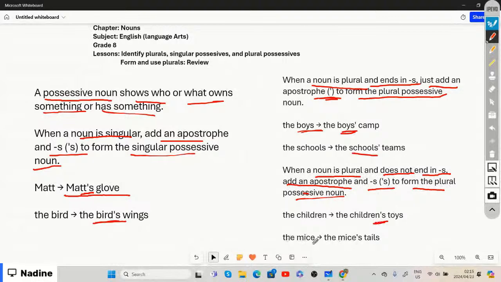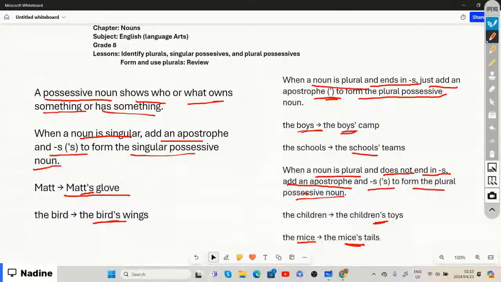All right. And if we also want to talk about the mice, right? Mice refers to more than one mouse, right? So we say the mice's tails, and we add an apostrophe and an s to refer to more than one mouse, but also showing the something or someone owning that specific thing. Let's say the mice's tails, it belongs to the mice, right? The children's toys, it belongs to the children.